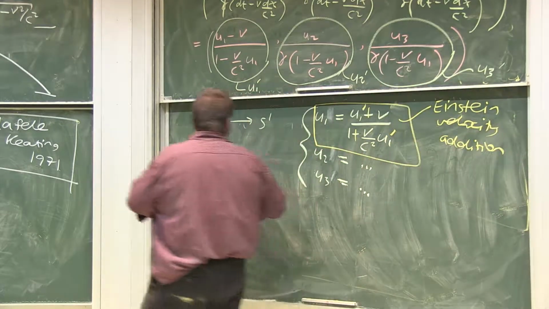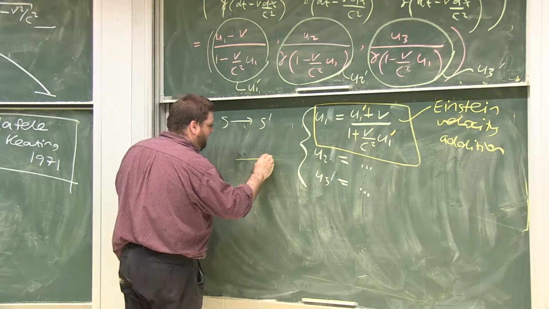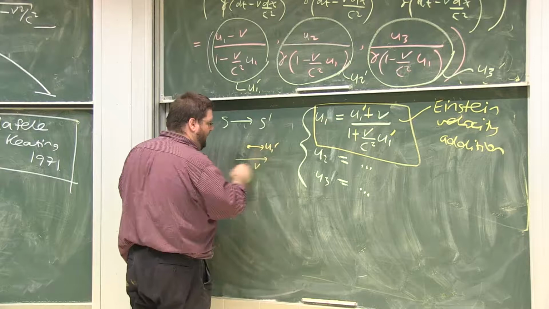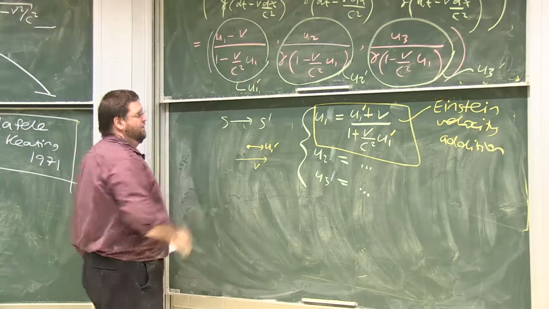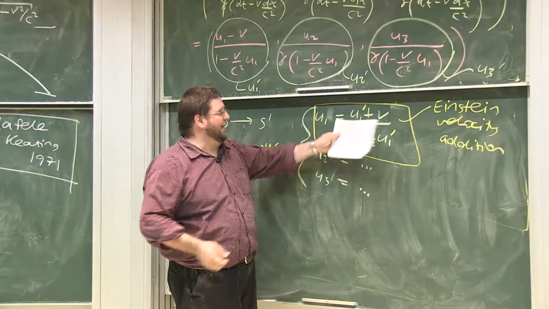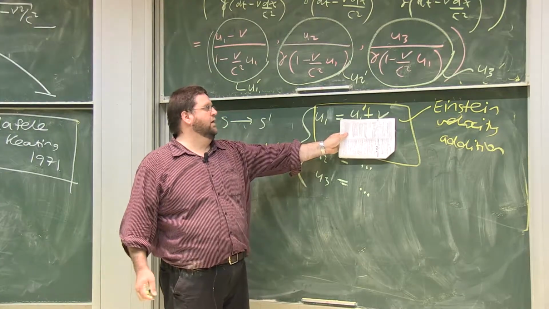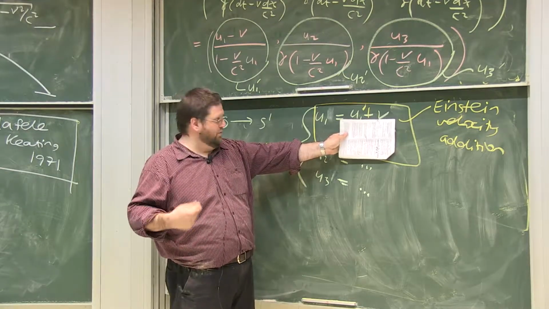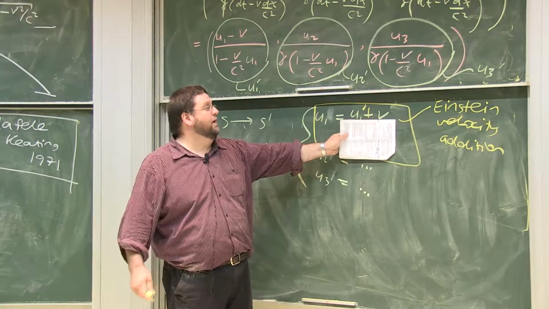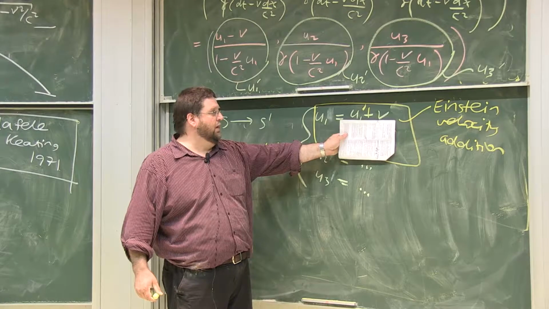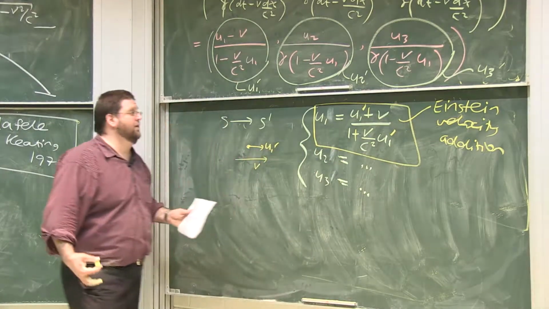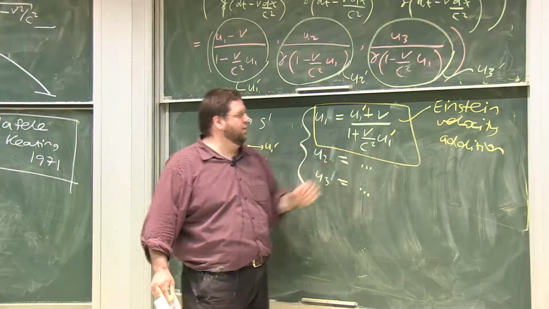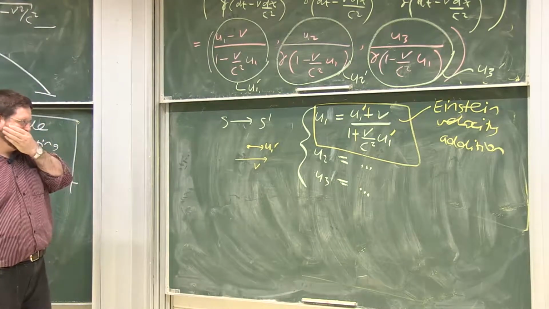If you're on a conveyor belt moving at speed v to the right, and you throw a tennis ball while you're standing on the conveyor belt with a velocity of u1 prime relative to the conveyor belt, then relative to the ground, you just add the velocities. That's the Galilean velocity addition formula, which, for example, says that if you shine a light beam on your conveyor belt, its speed relative to the ground would be c plus v, which violates one of Einstein's axioms. This is the Einstein velocity addition formula, which modifies the Galilean addition formula, but reduces to it in the appropriate limit.